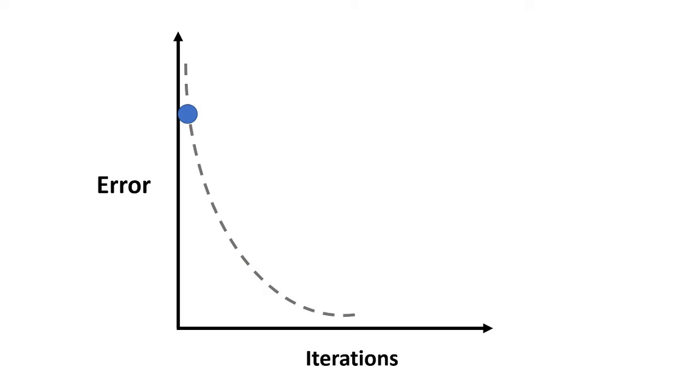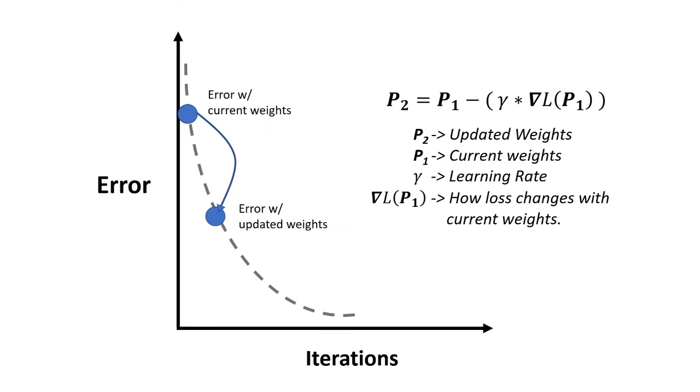Now a little more info on how gradient descent works. You start off with a certain error, but as we backpropagate our errors, we take steps towards the right direction. We want to go and minimize our loss. And this is represented through this expression. So P2, we have our updated weights, P1 our current weights. Then we have this gamma sign, which is our learning rate, which determines how quickly our model will learn.